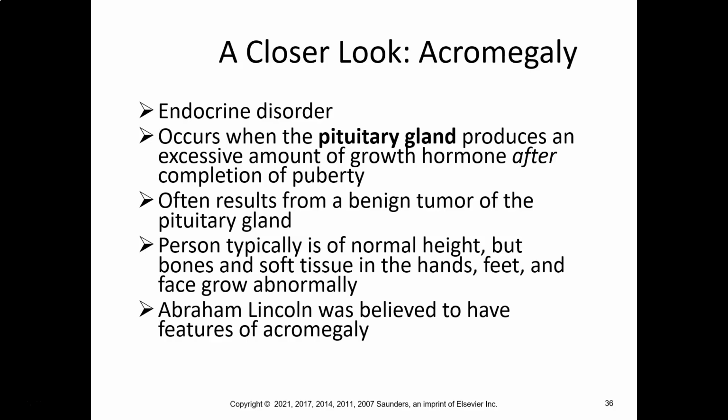Closer look. Acromegaly, which is an endocrine disorder, occurs when the pituitary gland produces an excessive amount of growth hormone after completion of puberty. It often results from a benign tumor of the pituitary gland. The person is typically of normal height, but bones and soft tissue in the hands, feet, and face grow abnormally. Abraham Lincoln was actually believed to have acromegaly. I don't know if you ever watch wrestling, but a lot of the wrestlers have acromegaly.